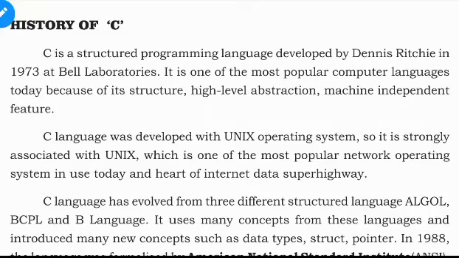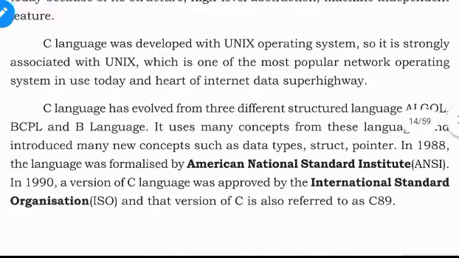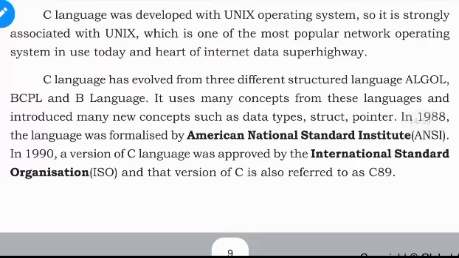Already you learnt about operating systems. In that, Unix is one of the operating systems. So it is strongly associated with Unix, which is one of the most popular networking operating systems today. Then, C language has evolved from three different structured languages: ALGOL, BCPL and B. It uses many concepts from those languages such as data types, struct, pointer. These are derived from those previous languages.